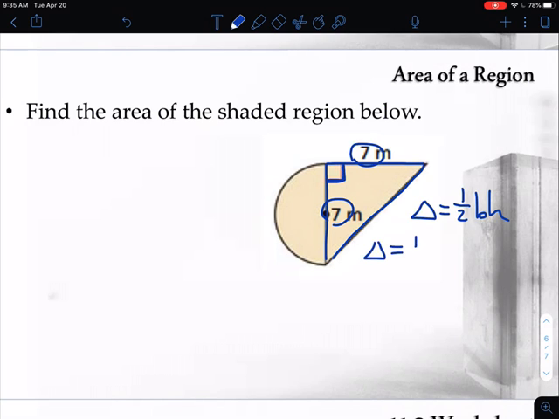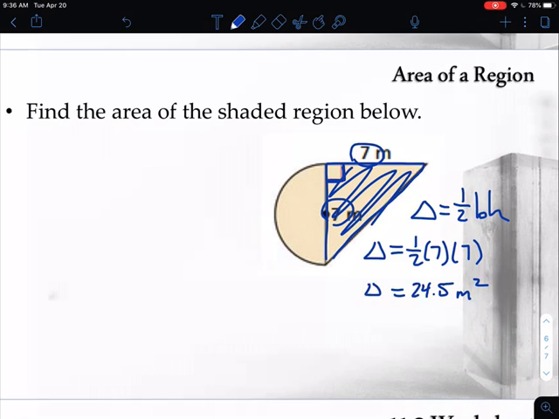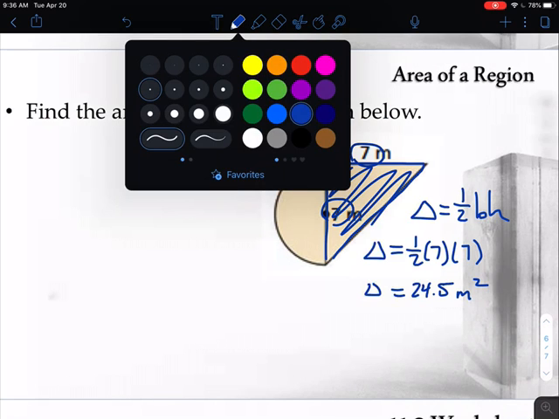Well, so if I want to calculate the area of my triangle, I'm going to take 1/2 times 7 times 7. And so if I plug that in my calculator, that's basically 49 times 0.5, or 1/2 of 49. And so for my triangle, I get 24.5 meters squared. Now that's this part of my picture.